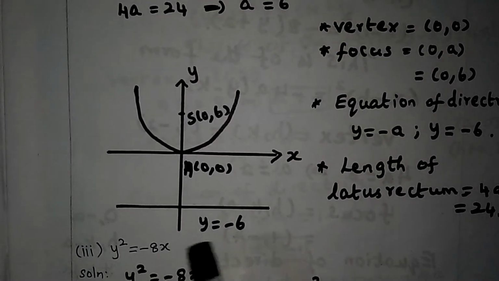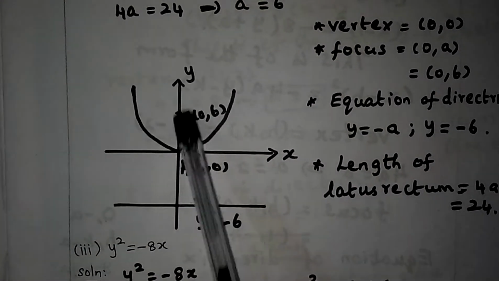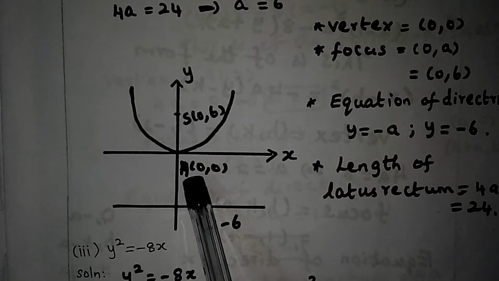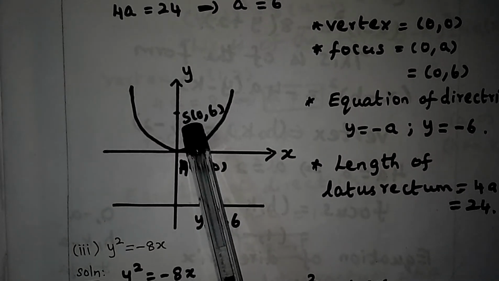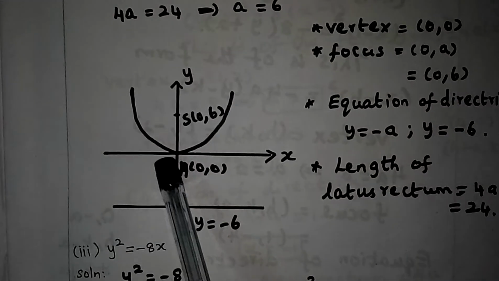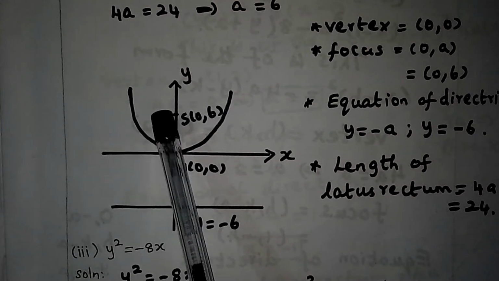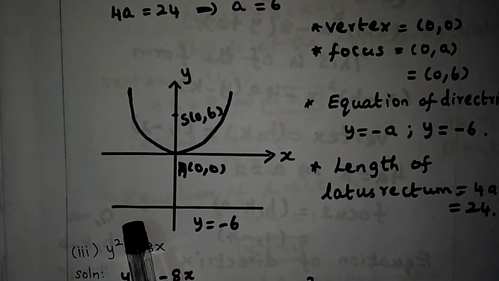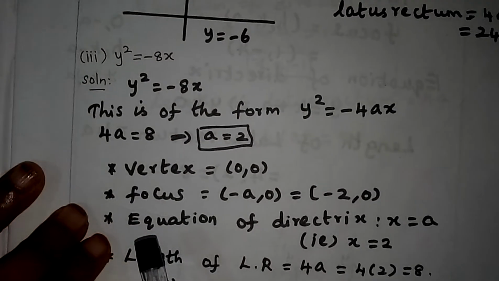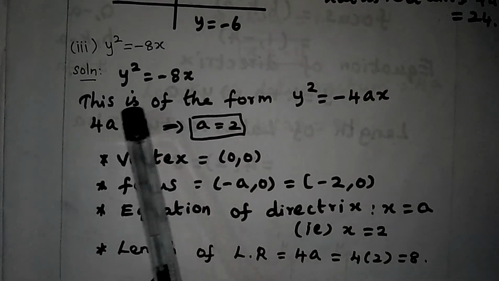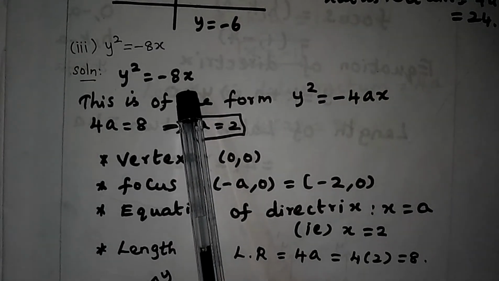Now you have to draw the diagram. It is x-axis, y-axis. Mark the vertex. It is 0 comma 0. Then focus 0 comma 6. Draw a parabola passing through this vertex and open where we have the focus. Directrix will be at the back, y equal to minus 6. Now same way the second subdivision, y square equal to minus 8x we have.